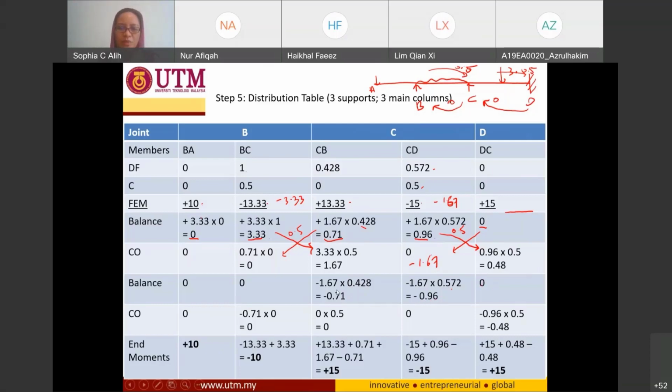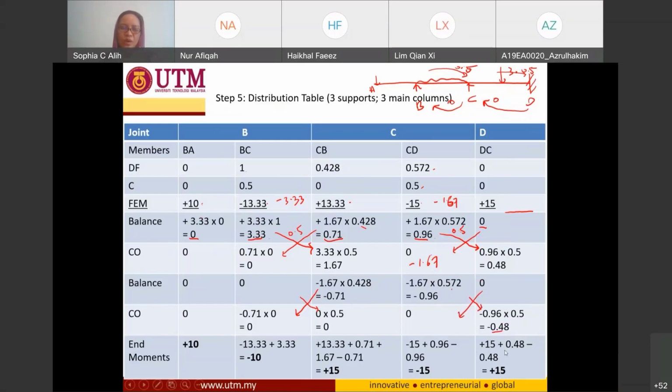Now, once I have this moment, again, I need to carry over. For this one, carry over from B to C is 0, so I don't have anything to carry over, so it's going to be 0. And from C to B, carry over is 0, so this is why I got 0. From C to D, carry over 0.5. So from C to D, I have this one, negative 0.96 times 0.5. So I have this amount. And from D to C is 0, so this is why I got 0.